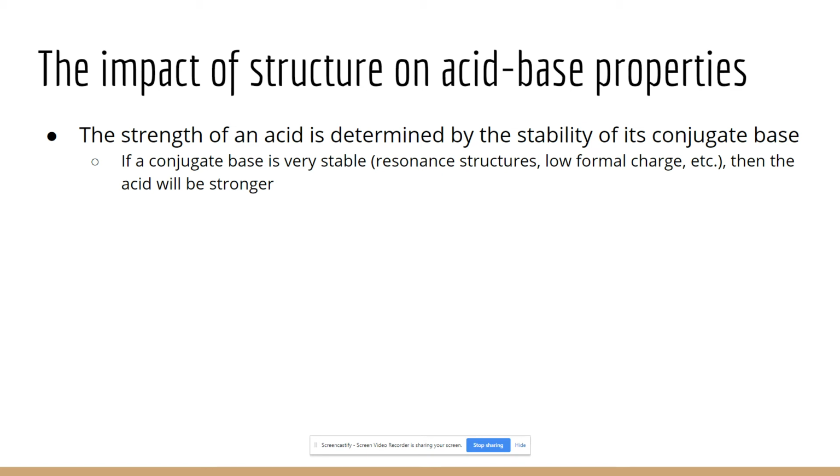So for example, I have sulfuric acid. The conjugate base of sulfuric acid, HSO4-, not only distributes out the negative charge over multiple resonance structures, it's also distributing out double bonds over multiple resonance structures. So HSO4- is very, very, very stable, hence H2SO4 being a strong acid.